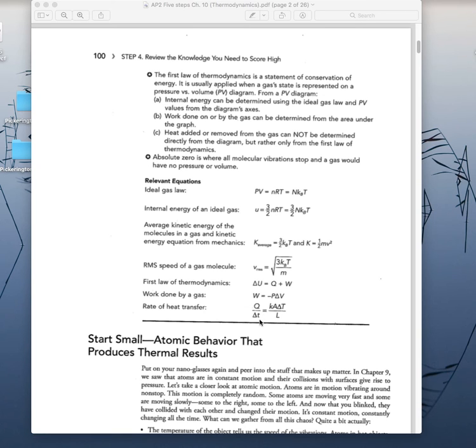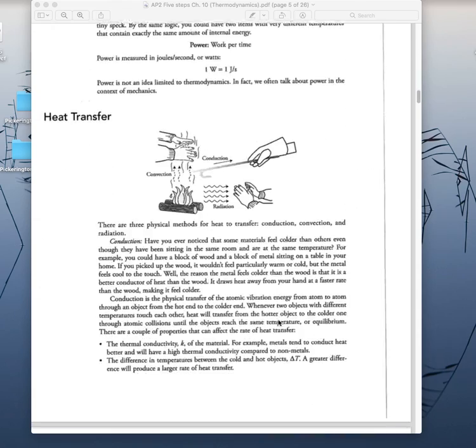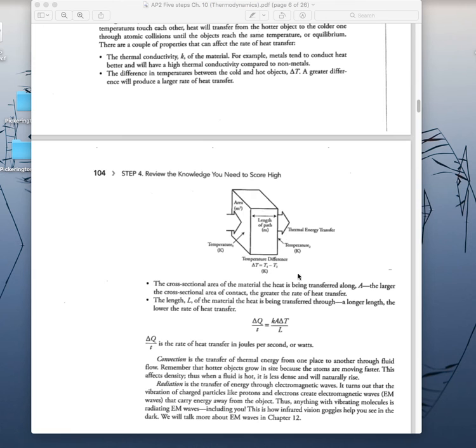So joules per second, which is the rate of heat transfer, depends on the material itself. It's got a constant. Cross-sectional area: the more area, the more heat can be transferred. The bigger the temperature difference, the more heat transferred. The thicker the material, the slower the rate of transfer. And they talk about that over here.